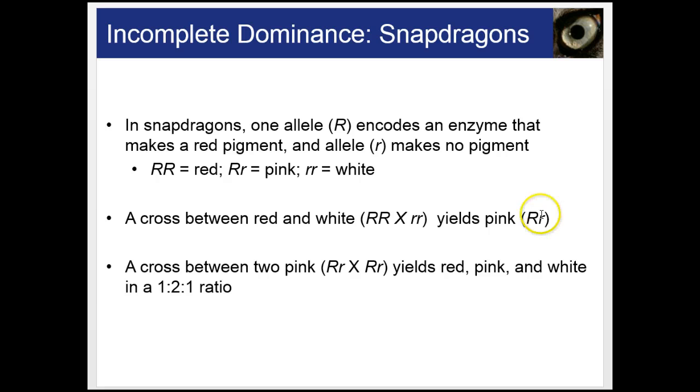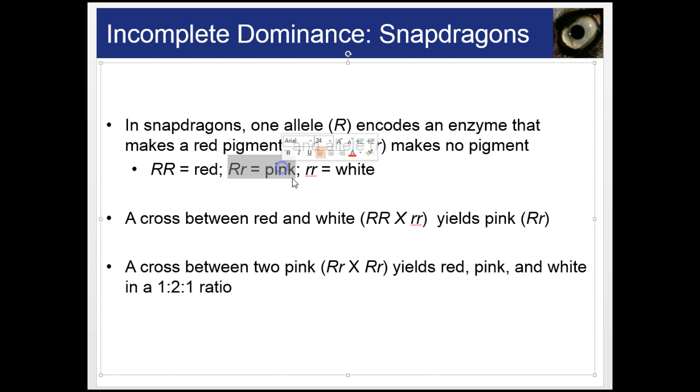For instance, in snapdragons, one allele, big R, encodes an enzyme that makes red pigment, and the other allele, little r, makes no pigment, so it would be white. But the heterozygous individuals are pink, so it's more of a blending effect. Good thing Mendel didn't use snapdragons, otherwise this would have supported the blending hypothesis that existed at the time.